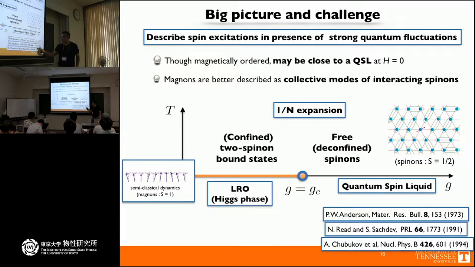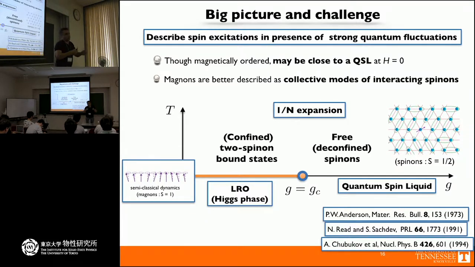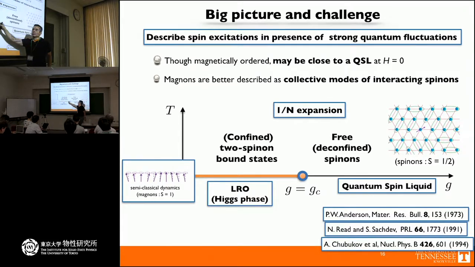So an alternative approach, which is the approach that I want to describe after this slide, is that one can think of the problem coming from this side. So here we know that we have free spinons, and what should happen beyond this critical point is that these spinons should get confined into a bound state, right? And in that way, we will see that the low energy modes are magnons.